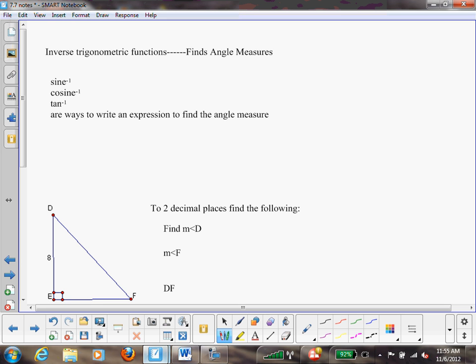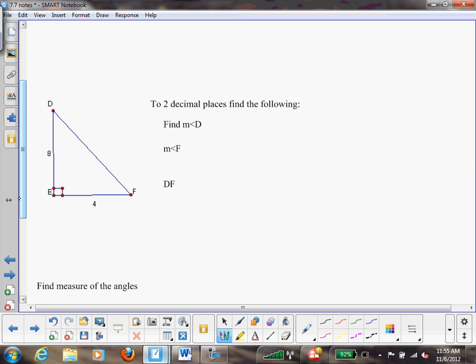Before we read any of this, look at this triangle. What is not given in this triangle? No angle measures. There's not an angle measure to be had other than the fact that we know we have a right angle. So, that's what we're learning today.